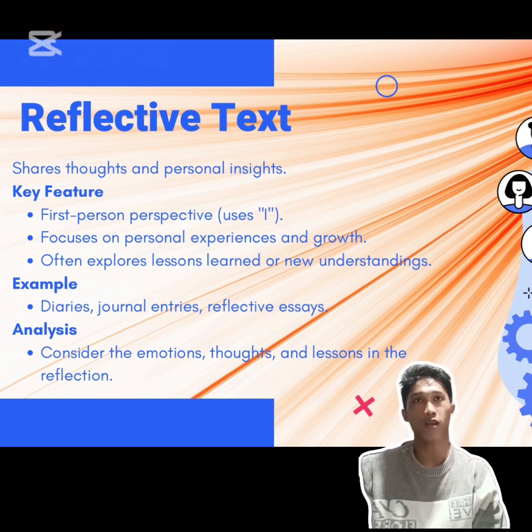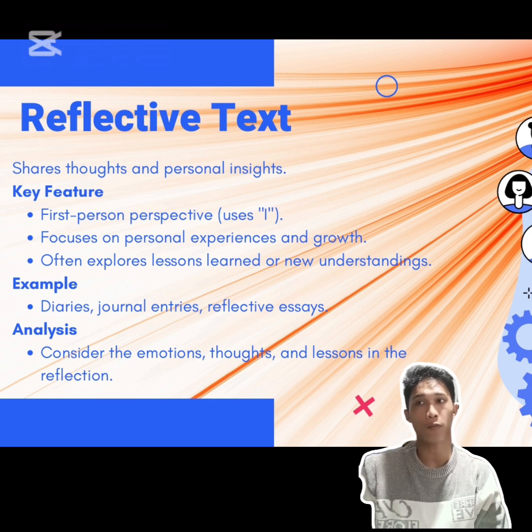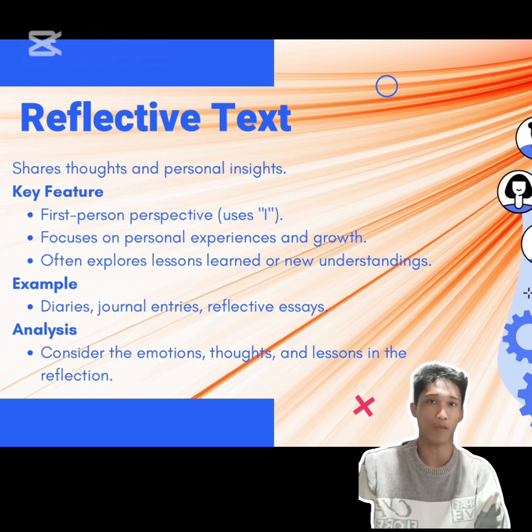So for the situational example of journal entries, example: looking back, I can see how learning to stay calm has helped me to handle tough situations better. I feel proud of how far I've come in keeping a positive attitude.